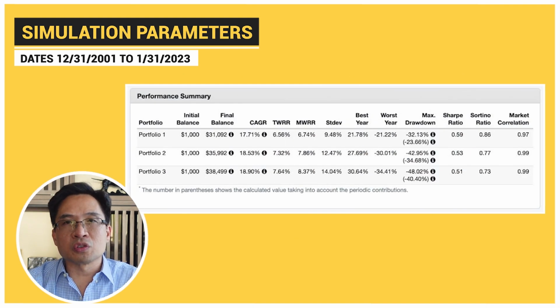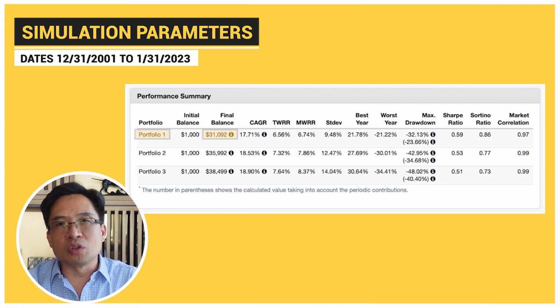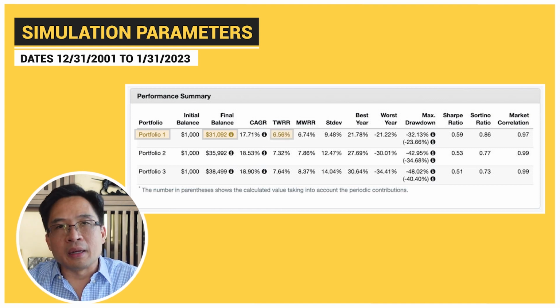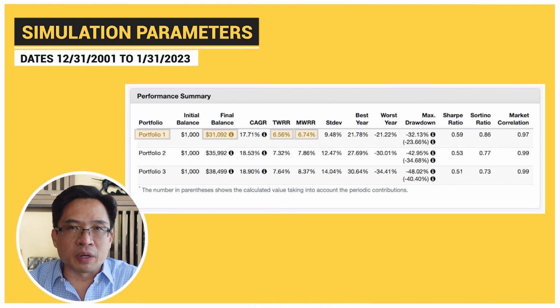On January 31st, 2023, portfolio number 1 is worth $31,092 with an annual rate of return of 6.56% and a money-weighted rate of return of 6.74%. Let me explain what the money-weighted rate of return is.